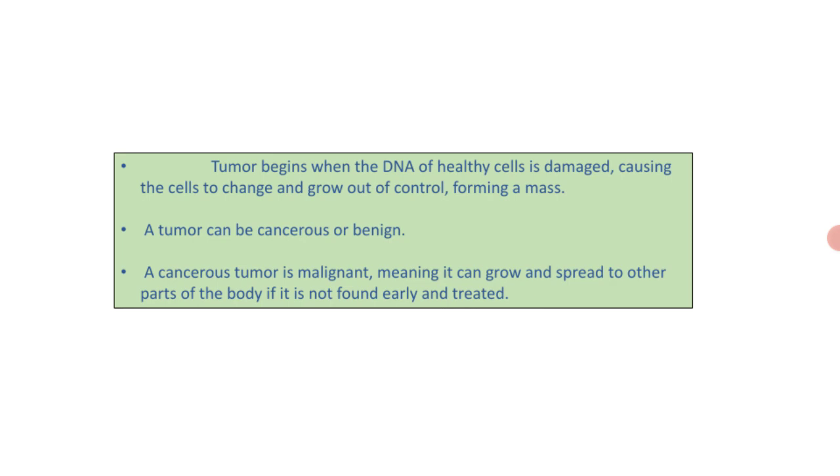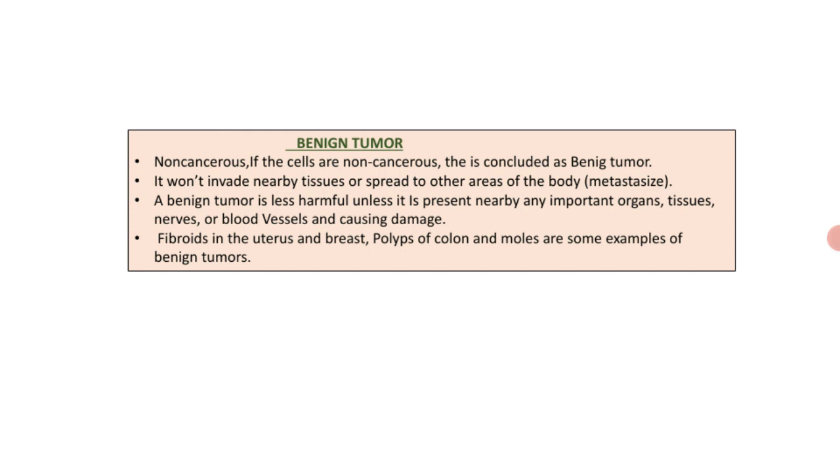A tumor can be cancerous or non-cancerous. A cancerous tumor is malignant. It can grow and spread to other parts of the body if not found early and treated. And the first one is benign tumor, and they are non-cancerous. It won't invade nearby tissues or spread to other areas of the body, and this is known as metastasis.